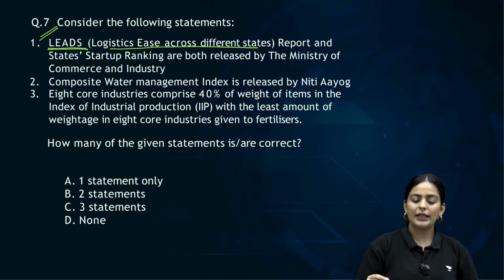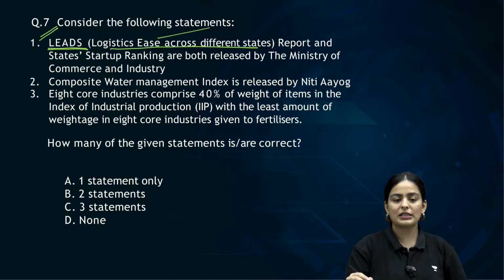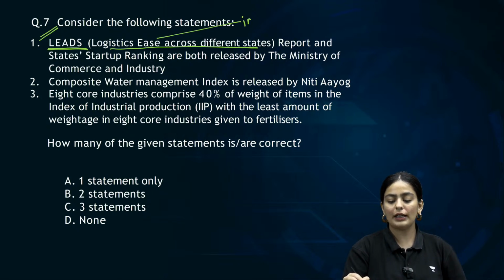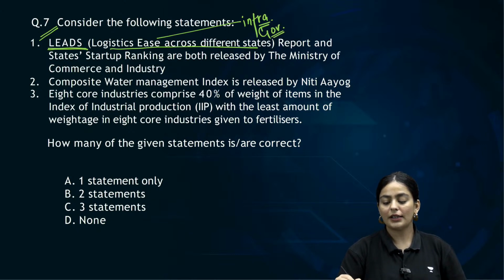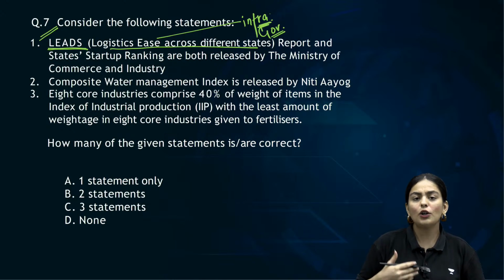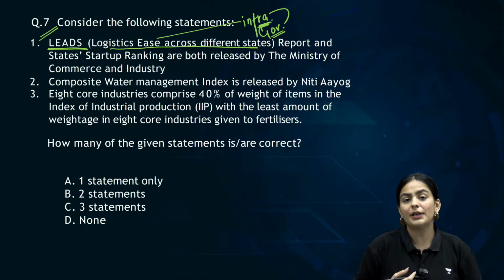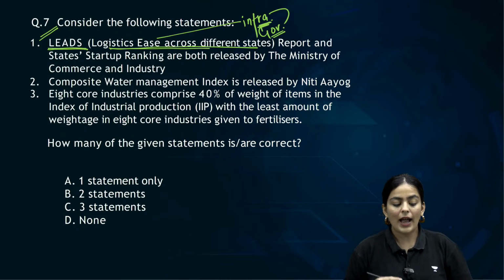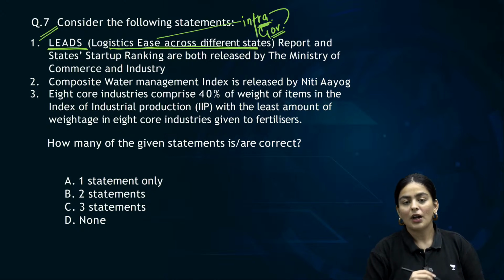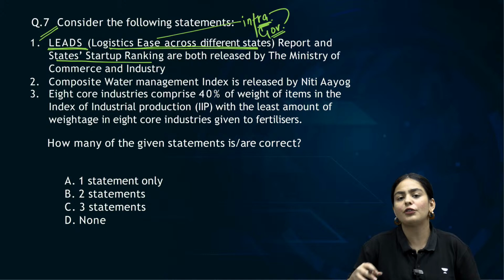All right. So what is logistics ease? Logistics ease in the context of infrastructure, in the context of governance, in the context of easy road connectivity, etc. Yes. So how are logistics improving? The time taken from one place to another improving. Very important for any economic development of a country. Very important for human development as well. So Logistics Ease across different states report, and the State Startup Ranking. How is the startup ecosystem in different states?